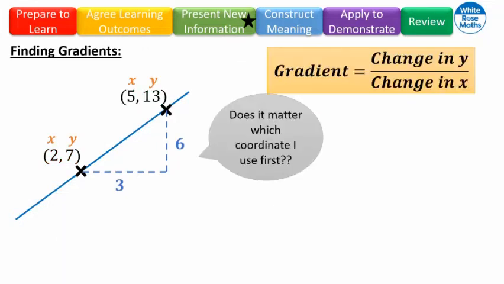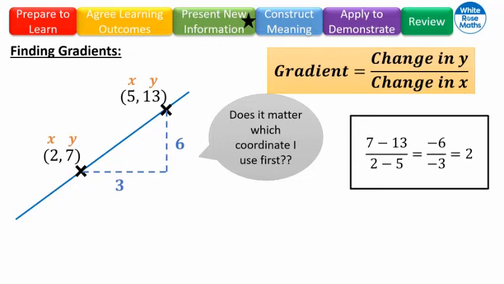So a quick question. Does it matter which coordinate I use first? Let's have a look. If I do 5 minus 2, it gives me 3. And 13 minus 7 gives me 6. Okay? But what if I did it the other way round? I could do 7 minus 13, gives me minus 6. And 2 minus 5 gives me minus 3. Well, minus 6 over minus 3 also gives us 2.